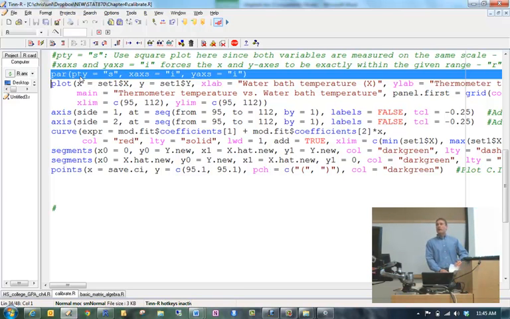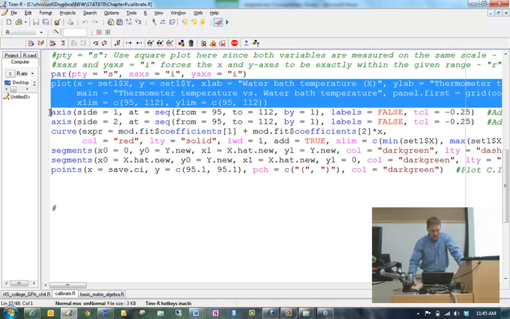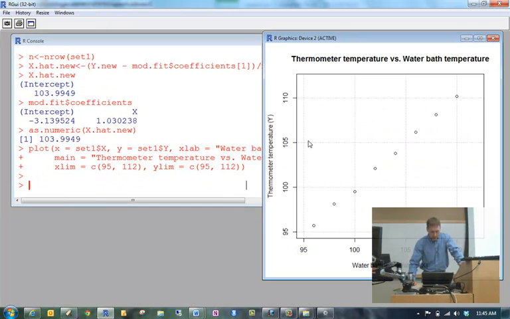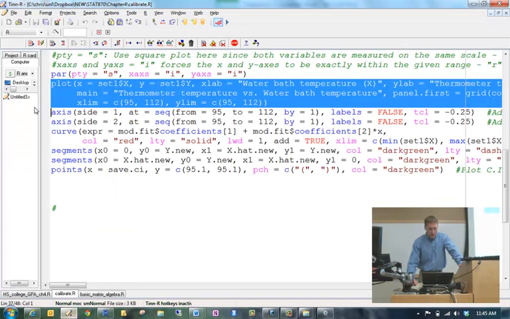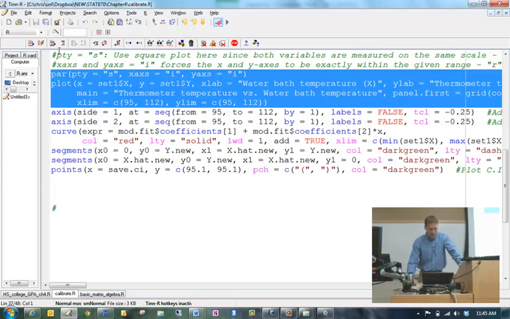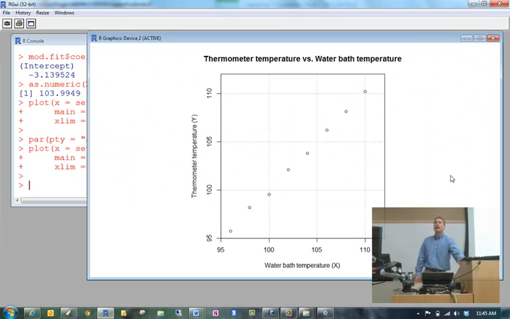And so why did I do that? Well, it's because we have both X and Y measured on the exact same scale. So it made sense to do that. The default value is m, which stands for maximize. In other words, it will maximize the plotting surface, or the plotting part in the window. So just to show you what happens, this is the default. Now, if I actually run it with the pty argument, you can see how it's a square. So just a small thing about graphing.